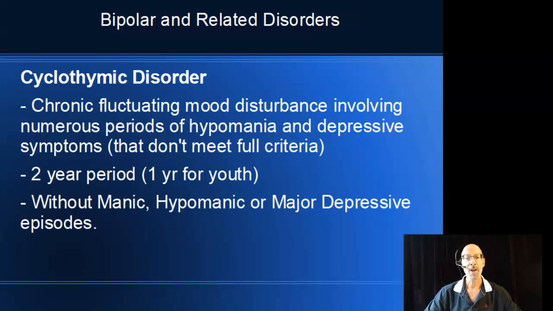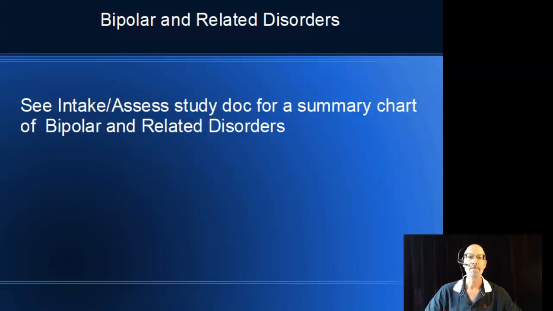Cyclothymic disorder is a chronic fluctuating mood disturbance involving numerous periods of hypomania and depressive symptoms that don't meet full criteria, over a 2-year period, or 1 year for youth. So you don't have a manic, hypomanic, or major depressive episode, but you're close. So, this long-term cyclothymic struggle. Here is another one of my helpful summary charts, this one for the bipolar and related disorders in the intake assessment document.